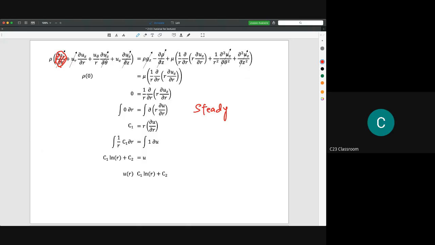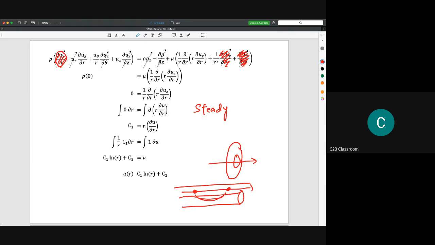And then, because we assume that there is only one motion here, meaning only the motion of u_z, we could take du/dθ equal to 0, and du/dz is also equal to 0. What is the meaning of du/dz equal to 0? If we have a cylinder like this, and this is the z-axis, it means that the velocity at this point and the velocity at this point remain constant. So we don't have changes along z.